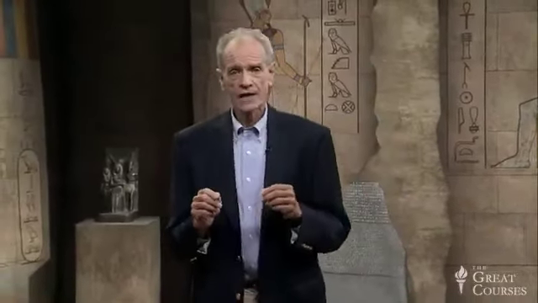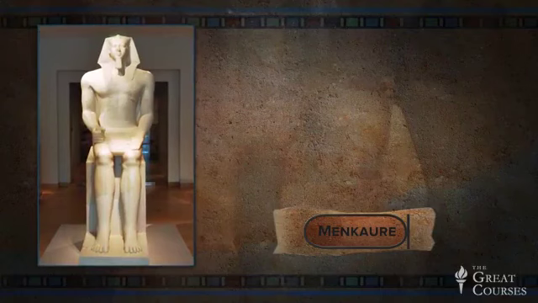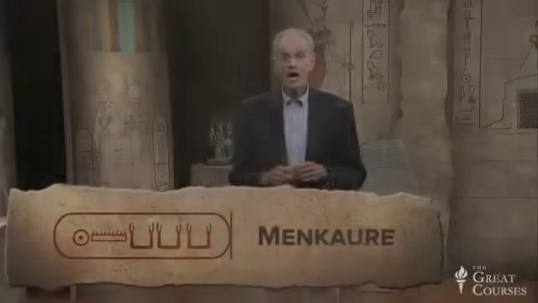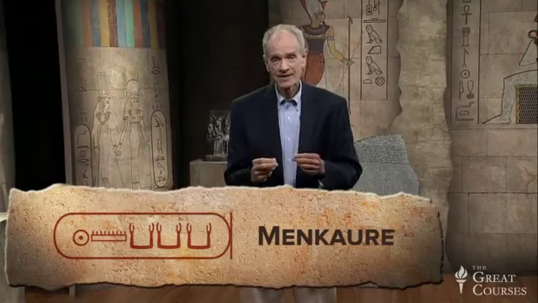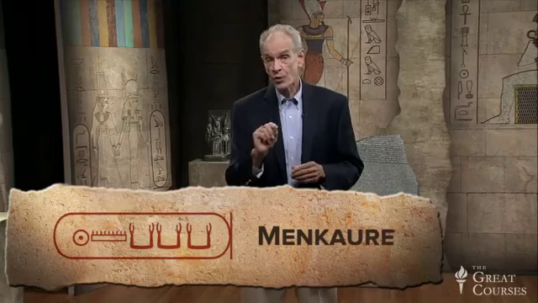When Jedefre died, he was succeeded by his nephew, Menkaure, who decided to return to Giza and build his pyramid alongside his father's and grandfather's. Again, a Re name. This is clearly a religious trend, indicating the increasing importance of the sun god.